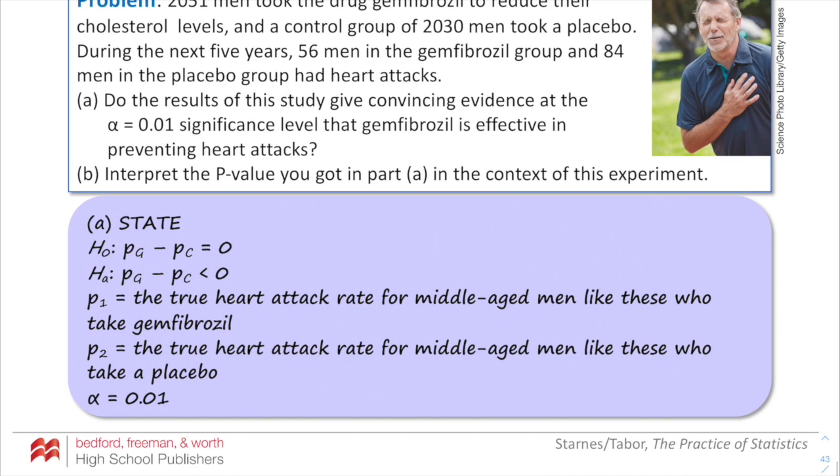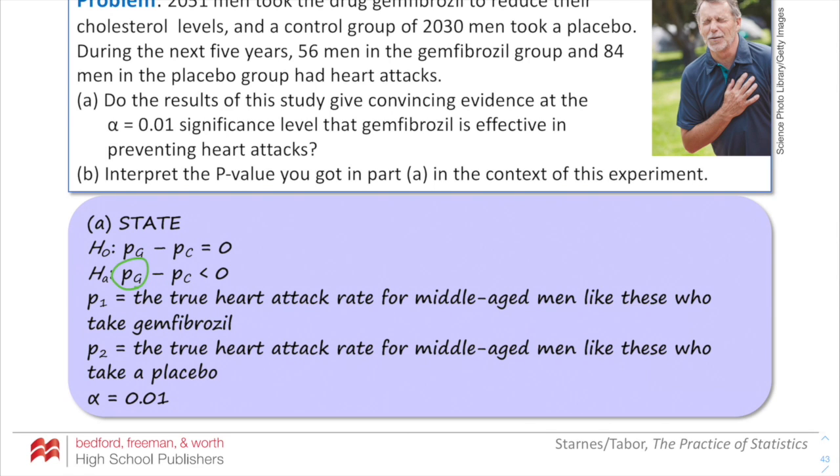So our null hypothesis, we have P sub G minus P sub C equals 0. The G is the drug and C is the control group. So the alternative is that difference is going to be less than 0, because we would expect the proportion who took the drug that had a heart attack to be less than the proportion who had the placebo.